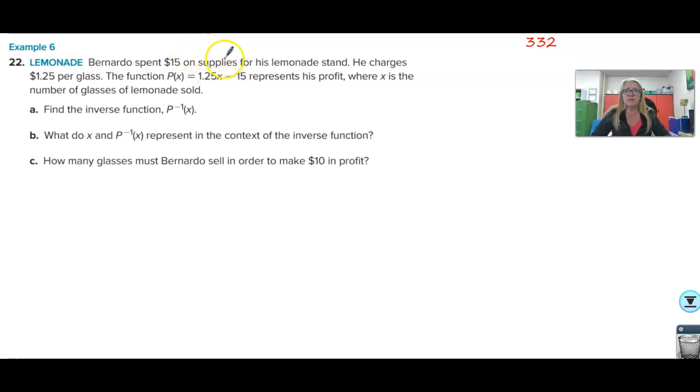Bernardo spent $15 on supplies for his lemonade stand. He charges $1.25 per glass. The function right here represents his profit, where x is the number of glasses of lemonade sold. They want you to find the inverse. So we have p(x) = 1.25x - 15. All right, replace this with y.